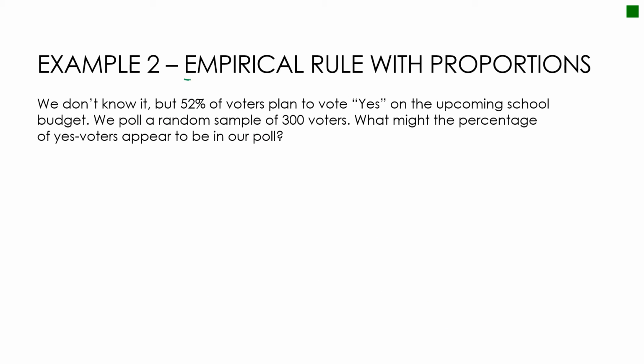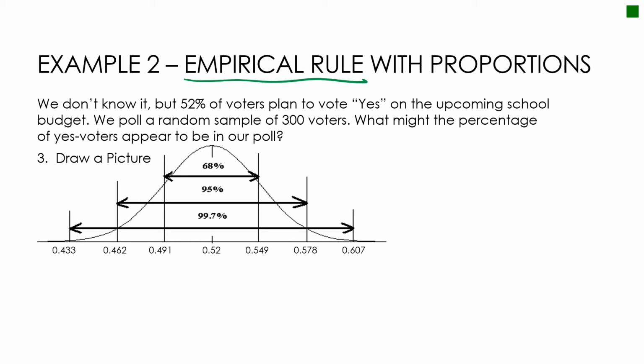So now, because it's an empirical rule question, I'm just going to be drawing a picture. When I draw the picture, I start with my 0.52 here in the middle, and then that standard deviation that I came up with on the other page is how I'm going to add to get these values and subtract to get these values. So I'm not using any other number besides what I found when I took 0.52 times 0.48, which was 100 minus 52, divided by 300 and the square root.